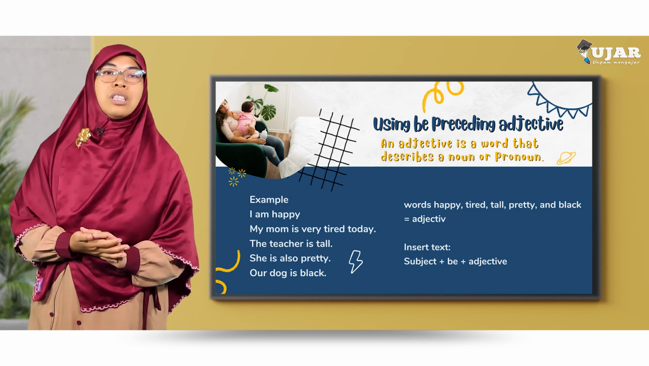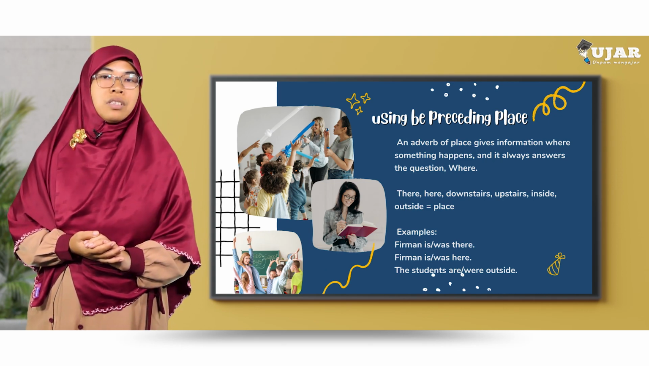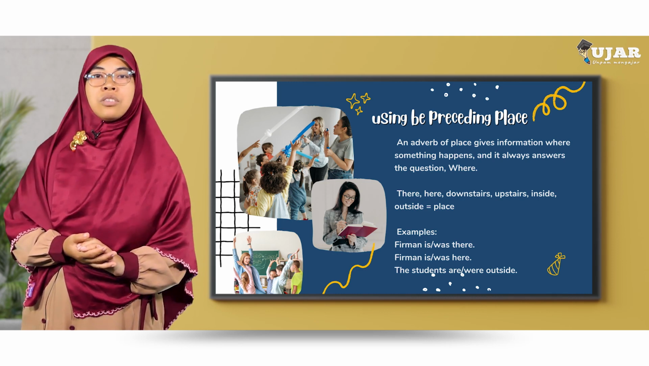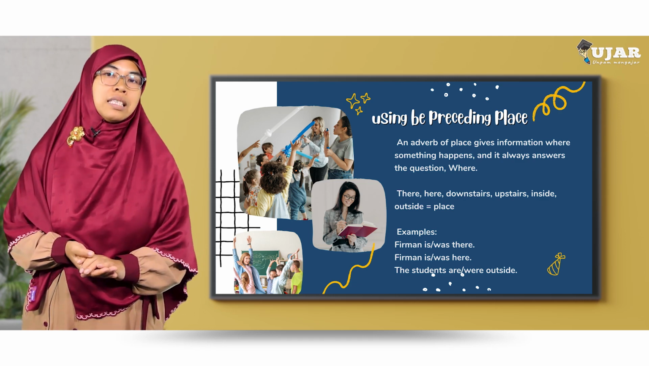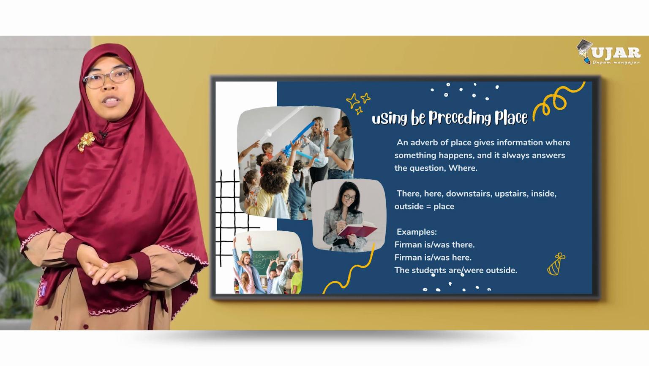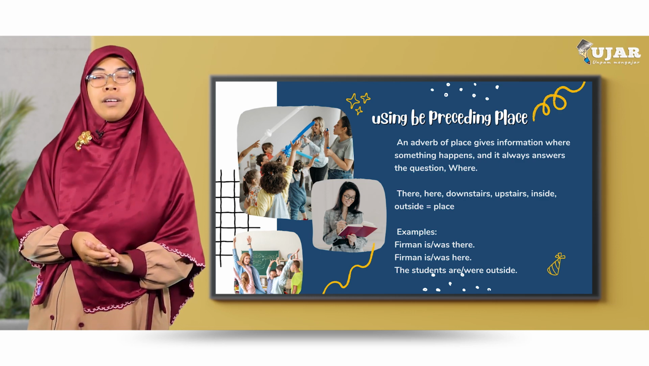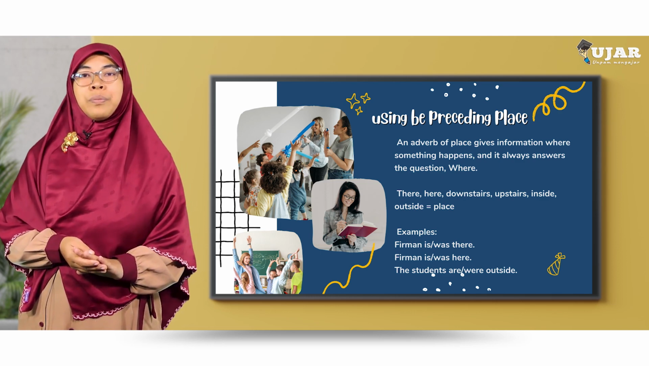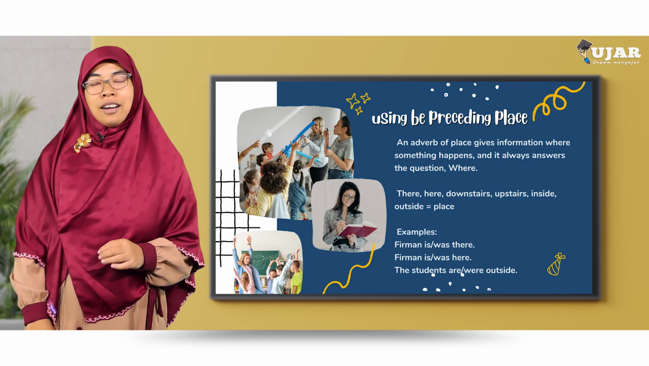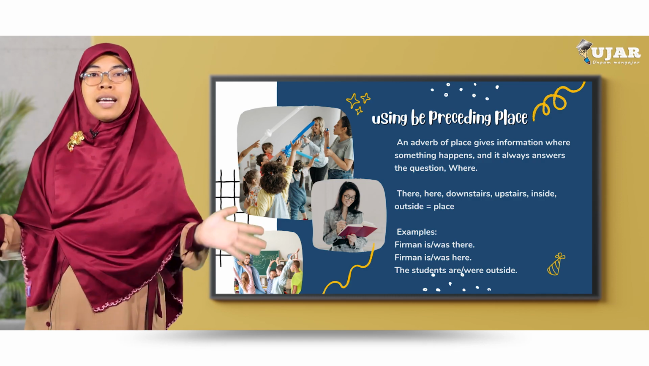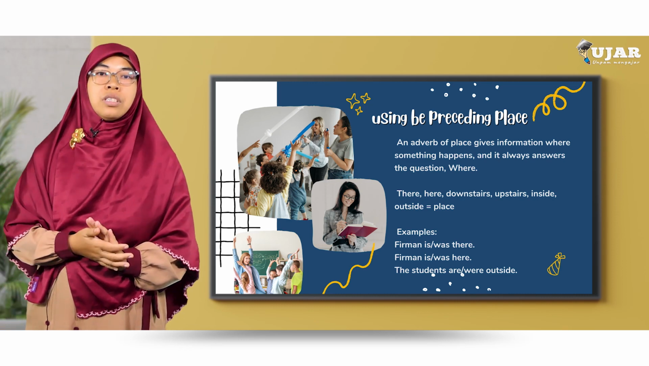Now we move into the last of our topics, that is using be preceding place. Be has a close relationship with place because be is often followed by a place. An adverb of place gives information about where something happens, and it always answers the question where. Moreover, a place can be one word like there, here, downstairs, upstairs, inside or outside. But in different situations, it can also be two or more words.